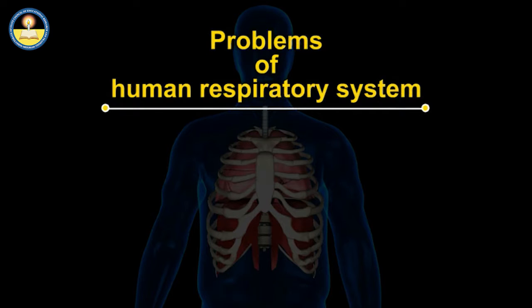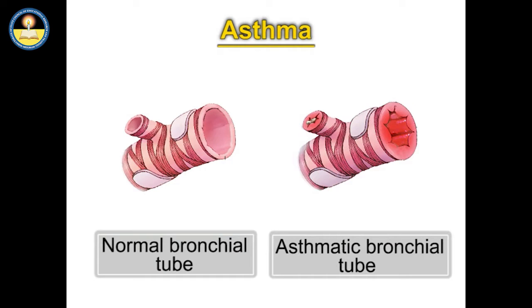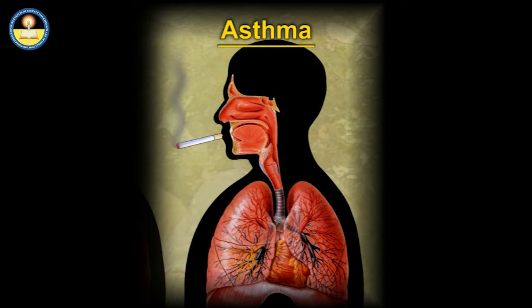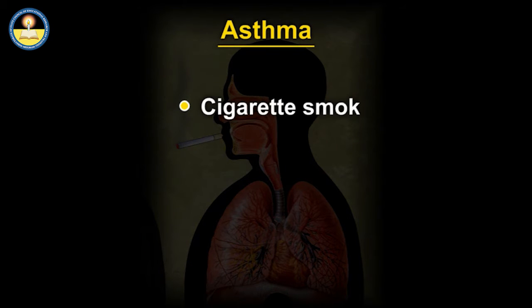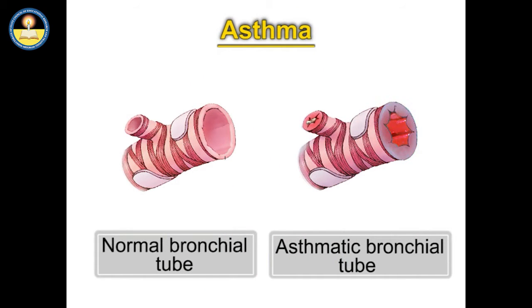The most common problems of the respiratory system are asthma, bronchitis, and emphysema. Asthma is a lung disease that causes tubes in the respiratory system to become tightened and narrow. It is often triggered by irritants in the air such as cigarette smoke, chemicals, pollen grains, etc. The lining of the bronchial tubes swells, causing the airways to narrow and reducing the flow of air in and out of the lungs.